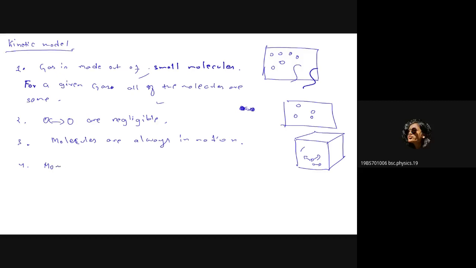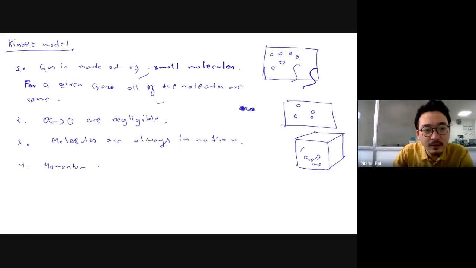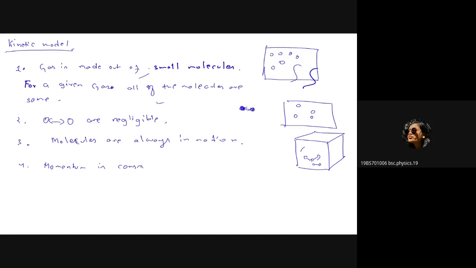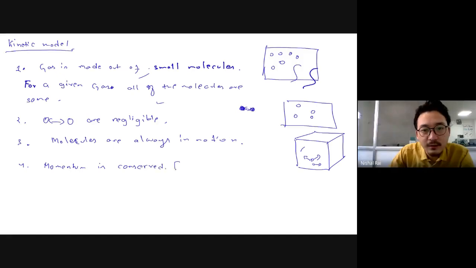Basically, the momentum is conserved. Clear? Linear momentum is conserved. That is very important in elastic collision. So that's why they are always in motion. Clear? Due to elastic collision.